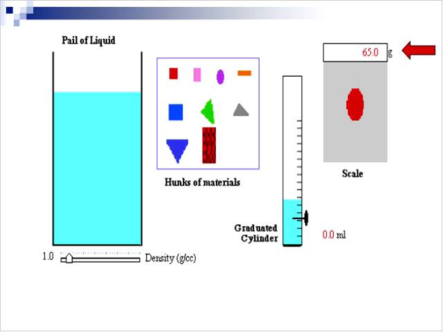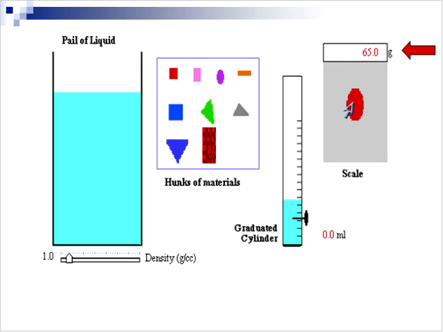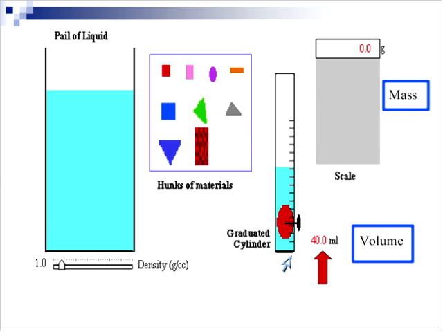The next thing you would do is click and drag it and put it in the graduated cylinder. This would give you the volume. In this case, it would be 40.0 milliliters, and that would be the volume. This number here, which I had earlier, would be the mass. So we have a mass and volume of a particular material.